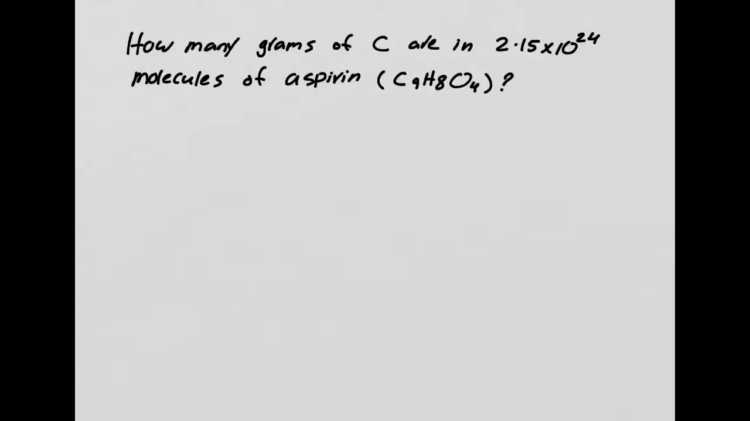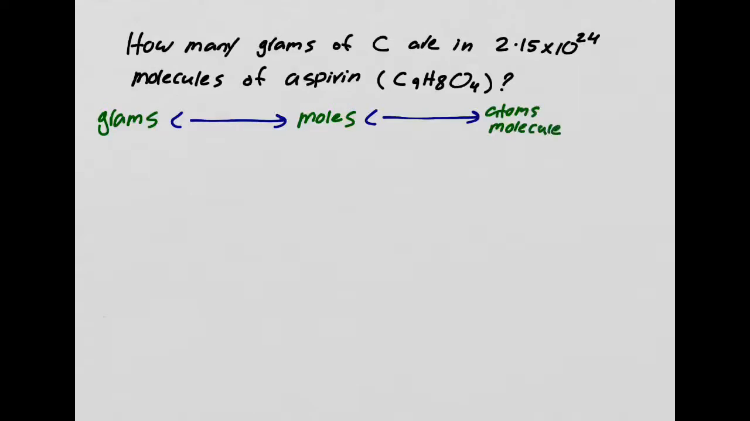The same thing as before. The first thing that I'm actually going to do right now, I'm going to write down our chart because everything comes back to this chart. Grams goes back and forth to moles, and moles goes back and forth to atoms, molecules or ions, and this one is the molecular weight. This one is Avogadro's number. Okay? All right.